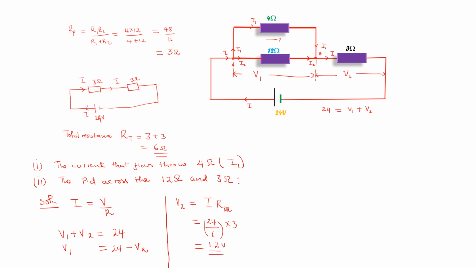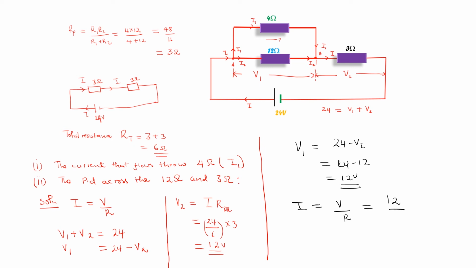Now if V2 is 12 volts, then automatically V1, which is equal to 24 minus V2, will be 24 minus 12, which gives you 12 volts. Now that I know the PD across the 4 ohm resistor, I can now find the current. The current becomes V divided by R, which is 12 divided by the total resistance there, which is 4, and then the current flowing through the 4 ohm resistor becomes 3 amperes.